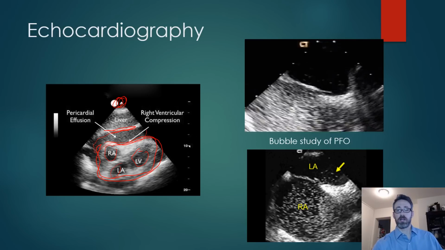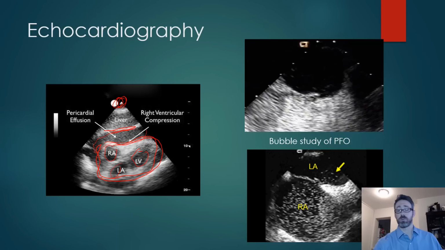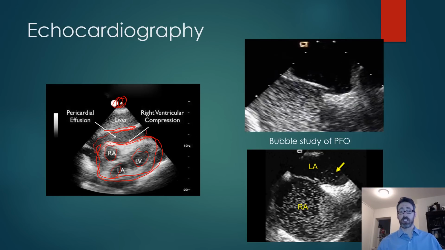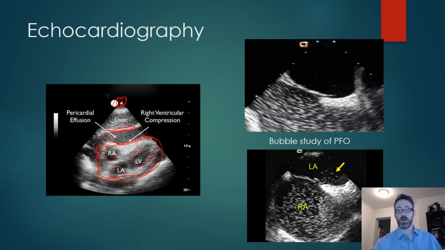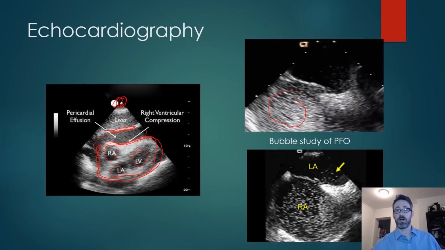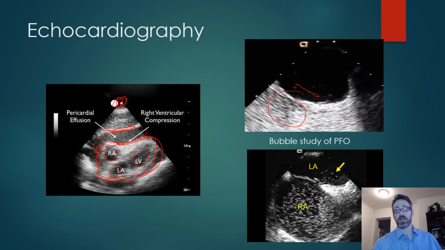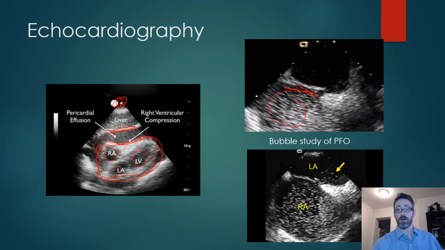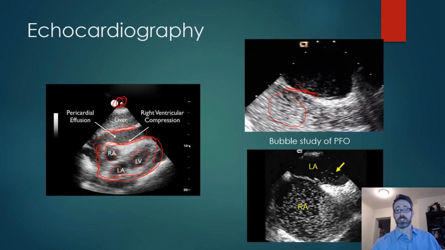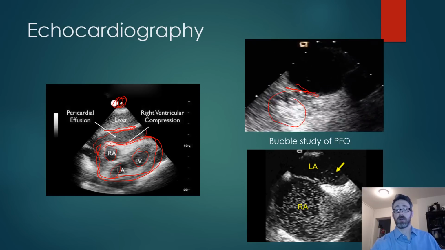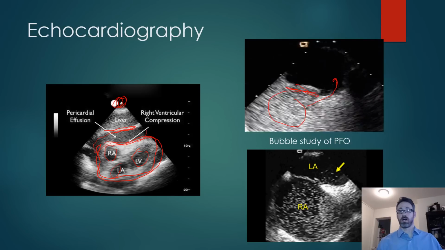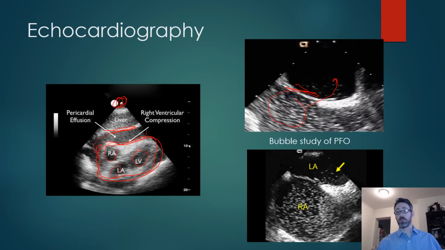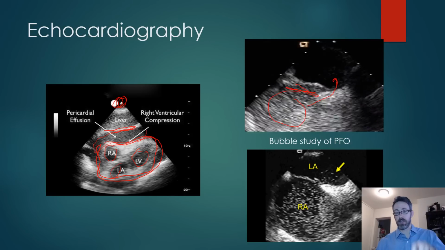Over here, you can see the bubble study that I mentioned before, which is where you actually inject contrast intravenously. And you can actually see the contrast over here on the right side of the heart. And here is an opening in the wall of the heart. So this person actually has a communication between the left side of the heart and the right side of the heart. And you can see some of that spilling into the left side of the heart there. Normally, you shouldn't see any of that contrast in the left side of the heart.